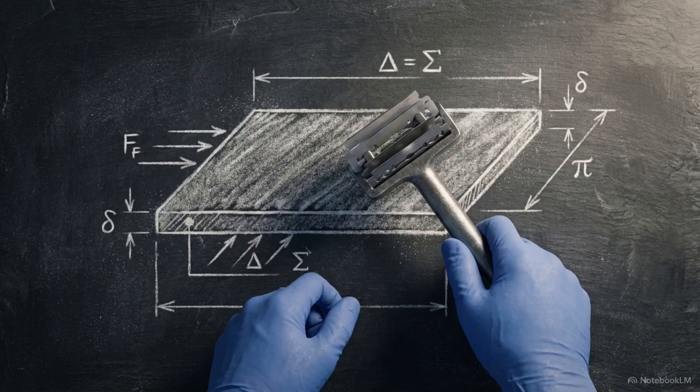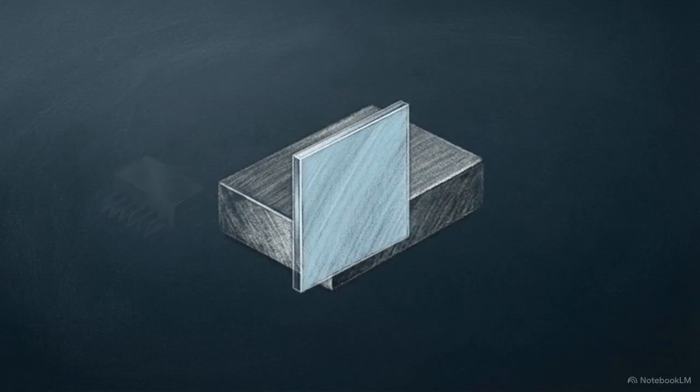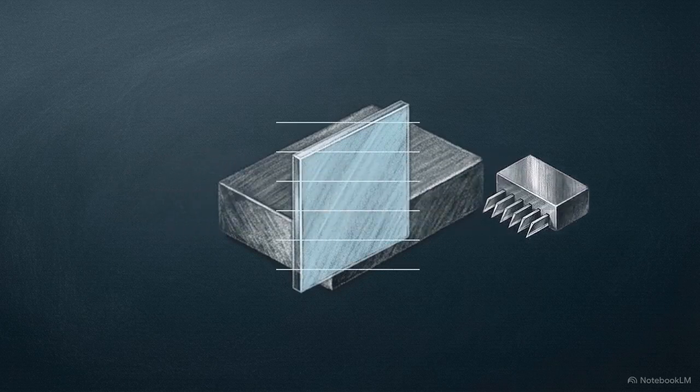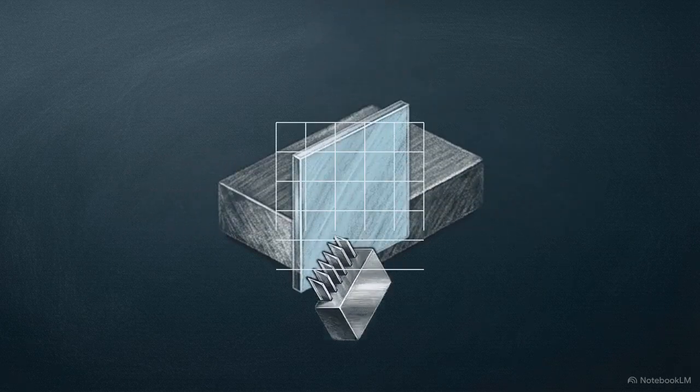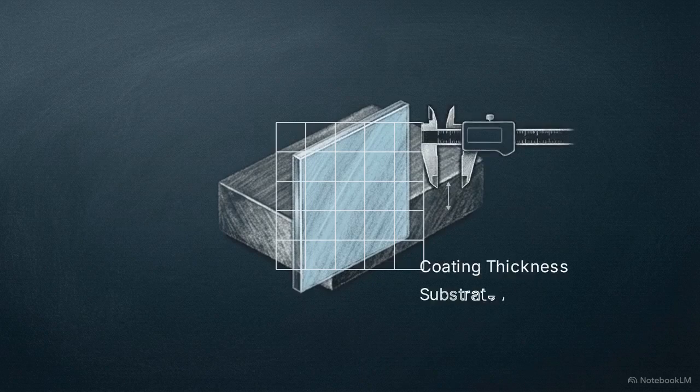When perpendicular force is not the primary load, engineers shift to lateral shear methodologies, beginning with the standardized crosscut test. According to the ISO 2409 standard, a multi-blade tool is used to score a uniform grid pattern entirely through the coating to the underlying substrate, typically aluminum or a polymer.